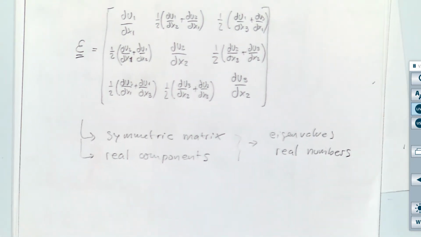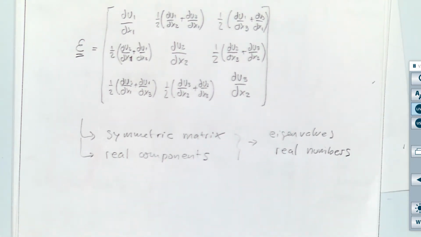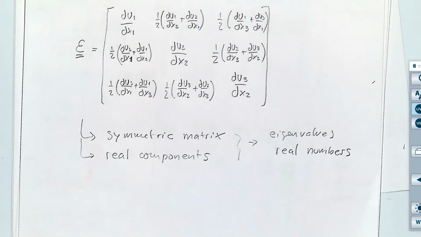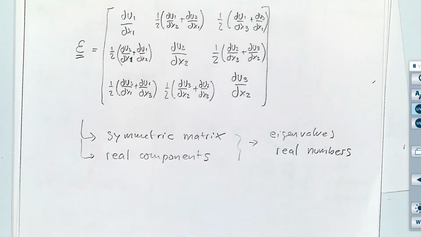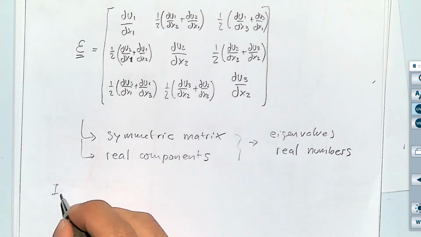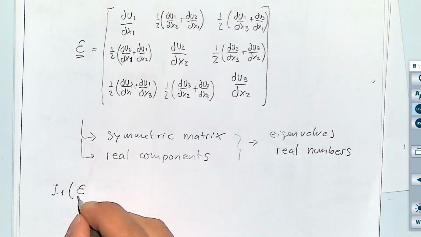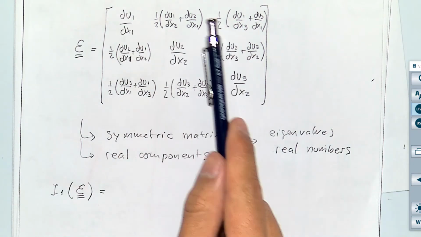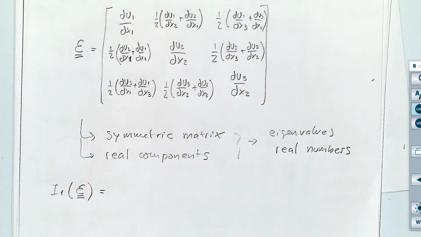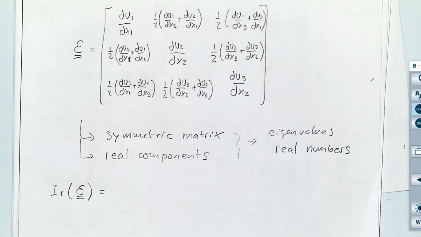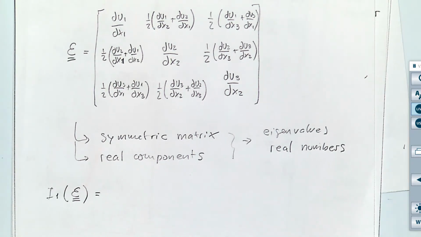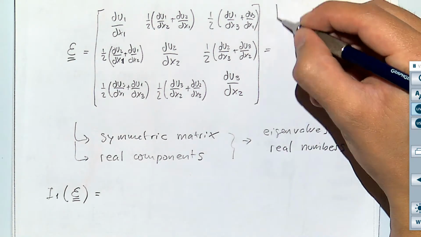What would be the first invariant of the strain tensor based on what we see over here? And let me just complete this.